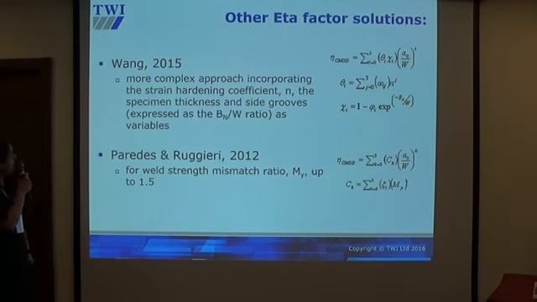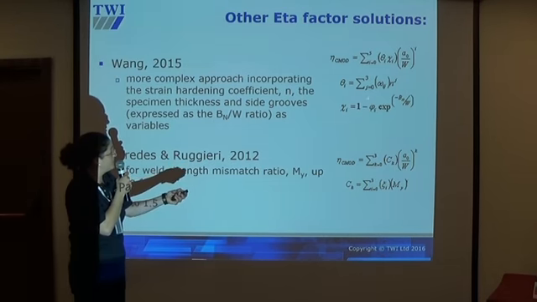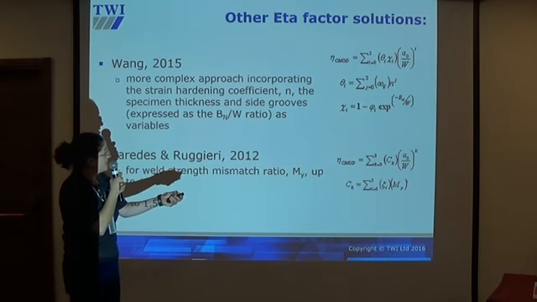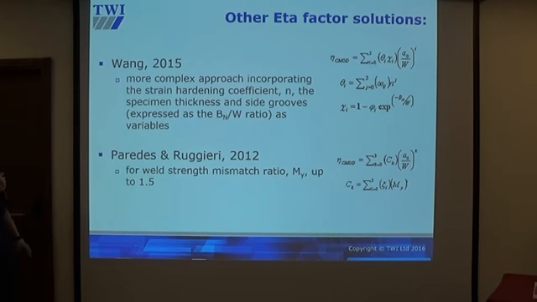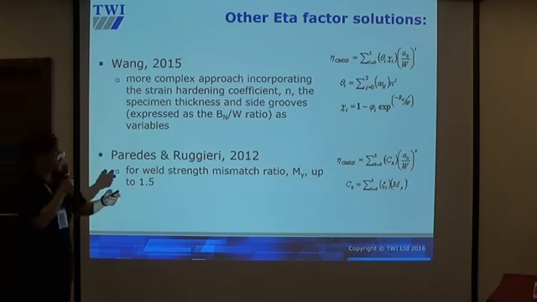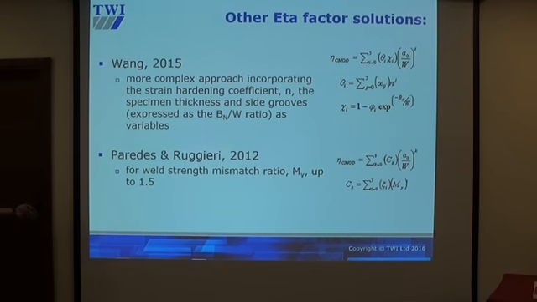Another reference, Wang et al. in 2015, provides two sets of coefficients themselves, which are also functions of strain hardening and the net thickness to specimen width ratio as variables. So you end up with a fairly complex equation, but a similar sort of form.